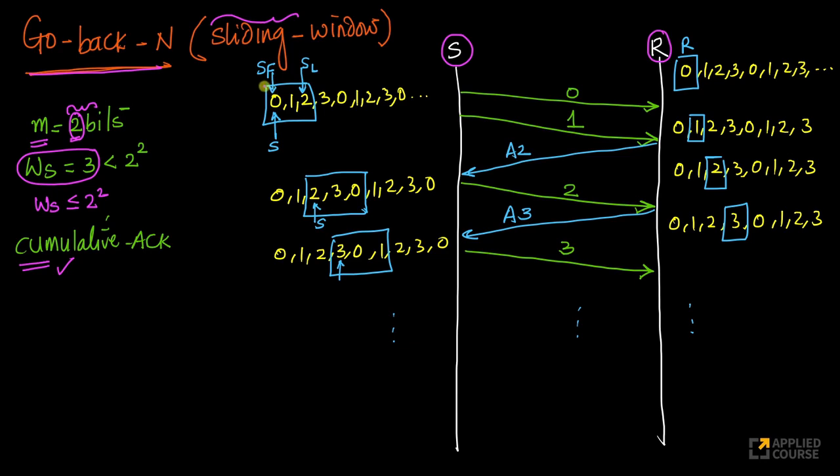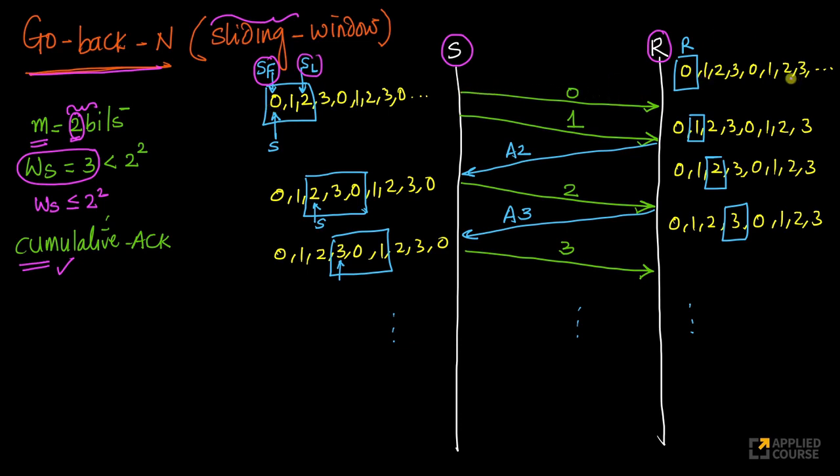Cool. So in this frame, there is a small terminology. This is called the first frame at the sender. This is called the last frame. Often we use the symbols SF and SL to represent these. This is the first frame in the sender window, this is the last frame in the sender window, and this is the current frame that it is sending. So it is sending frame 0.